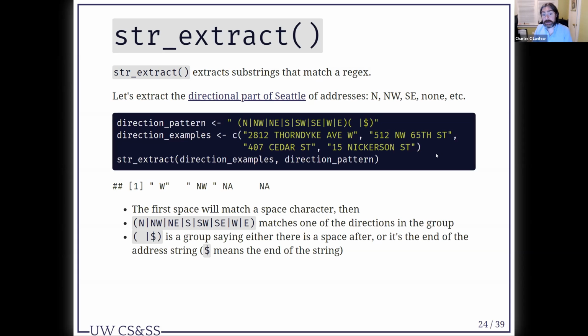I might do something like this to extract only the directional component of a street address. I'm going to say my direction pattern is this terrible mess, which I'm going to explain in a minute. To give you an example of what I want to extract, here are some addresses as tests. I've got 2812 Thorndike Avenue West. The only thing I want here is the west, right? 512 Northwest 65th, I want the northwest. 407 Cedar Street doesn't have a directional, so I don't want it to return anything. 15 Nickerson Street has nothing. I don't want it to return anything.